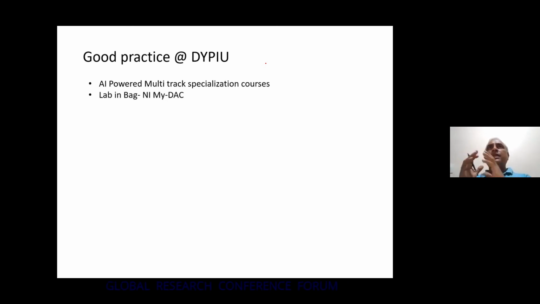We have something called a lab in a bag. This helped us in the pandemic situation. Students can do their projects at home itself, with the bag as the lab. It's small, and it's not required to cost more than 2,000 to 2,500. We have even shared these things with the IITs and NITs.